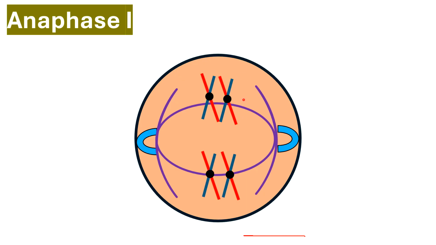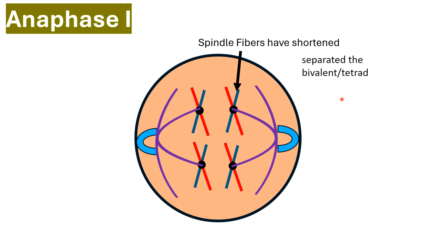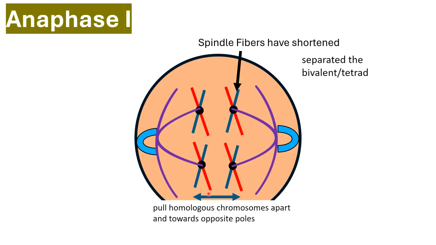Now, anaphase 1. After all this random orientation, independent assortment, and lining up by the equator of the cell, the following is going to happen. These spindle fibers have shortened, as you've just seen, and they have separated the bivalent, or tetrad. Now, these are going to pull homologous chromosomes apart and towards opposite poles. These two have been pulled to the right pole, these two have been pulled to the left pole, and this is the difference.